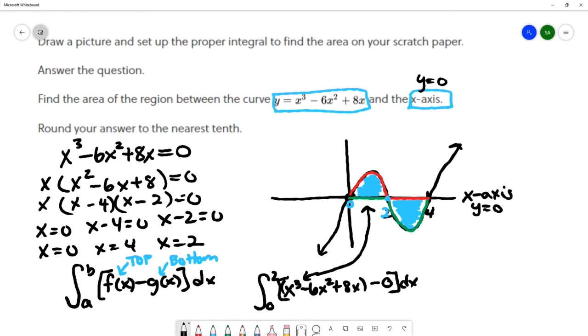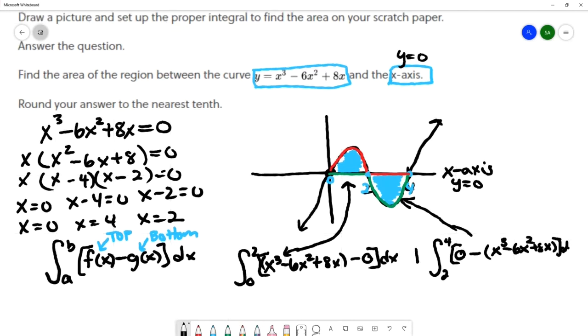And then to represent the other area, I'm going to find the definite integral, this time going from 2 to 4. Those are my x's, from 2 to 4. And my top curve is 0, the x-axis, and the bottom curve is the cubic. And when I add these two areas together, that's going to give me the area between these two curves.